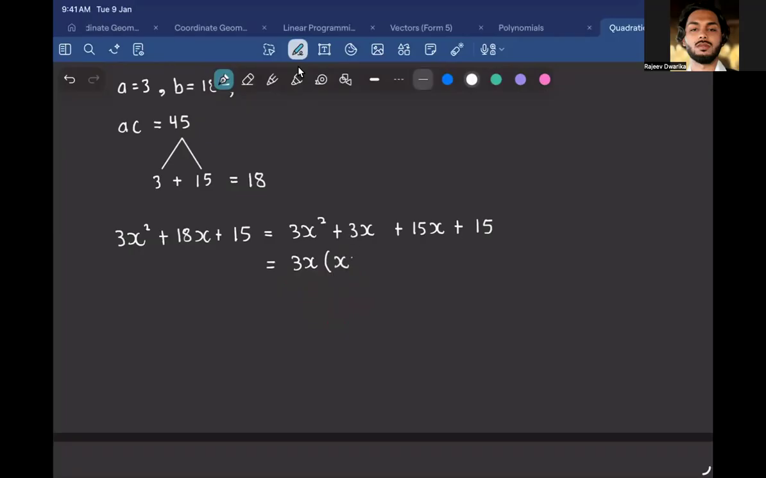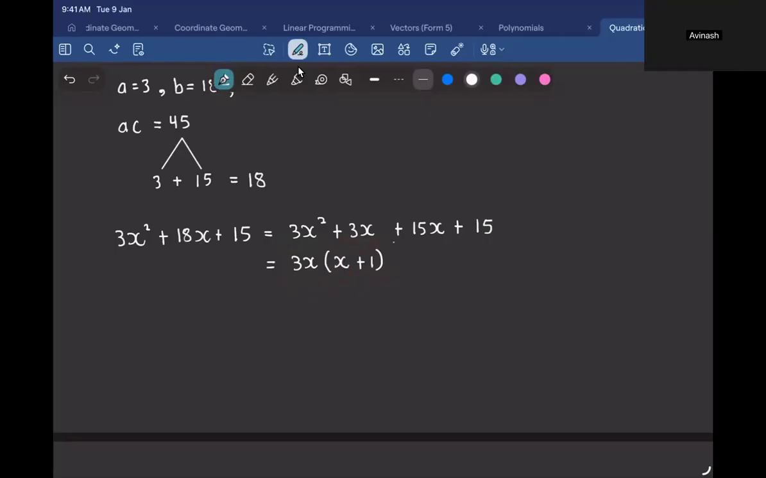Okay, what about 3x? If I want to get back 3x, what would I have to multiply 3x by? 1. Right? So I'm going to write plus 1 on the inside here. And if you're still confused, watch. Whatever you write on the inside, if you multiply that by what was factored out, it should give you back the original expression. So 3x by x is 3x squared. 3x by 1 is 3x. So we are correct. You okay?